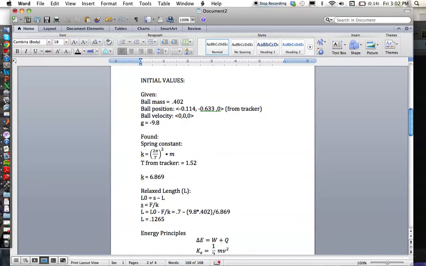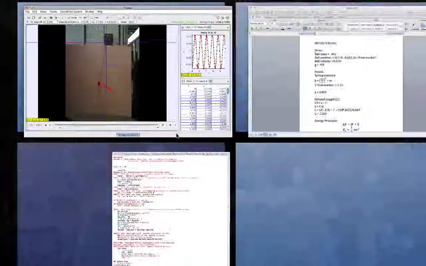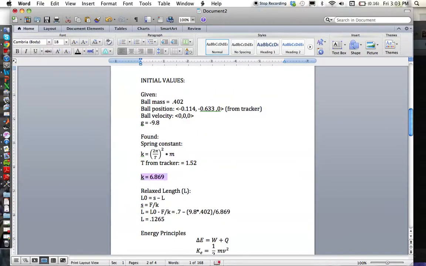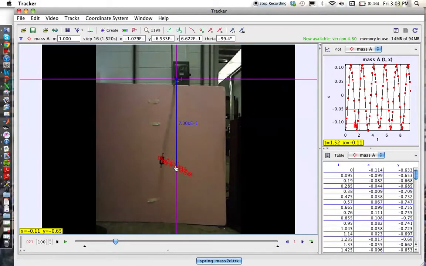And so then I used these values, and the first thing I wanted to find was our spring constant. And so I used the time period equation and reorganized it to isolate the spring constant. And then I got the oscillation time period of 1.52 from Tracker by looking at our graph here. And then I used that in order to find my spring constant of 6.869. I then used these values in order to find the relaxed length. We knew that, as you can see in Tracker, we did our calibration that with the mass on it, when it was relaxed, or it was at rest, it was only 0.7 meters.